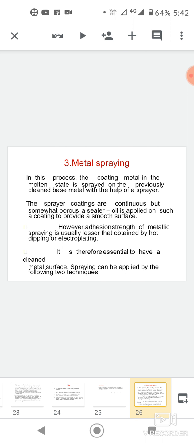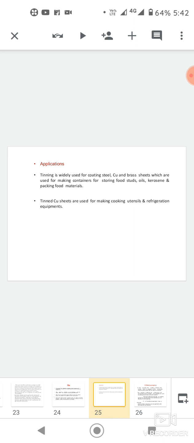Next one is parkerizing. Parkerizing is the process of providing a phosphate coating on a work surface by hot dipping. The phosphate coating on iron and steel serves as a base for enamel and paints.